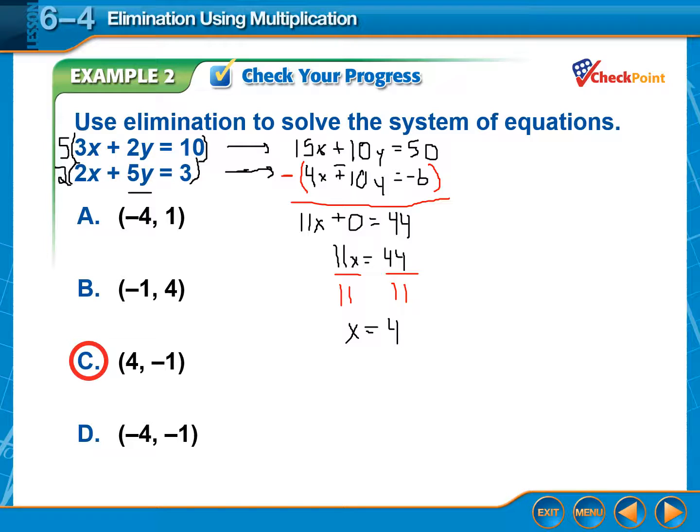So now I can go back to either one of my original equations and figure out what y is based on x. So let's take 3x plus 2y is equal to 10. So now I know x is 4. So 3 times 4 plus 2y is equal to 10. So 3 times 4 I know is 12, plus 2y equals 10.